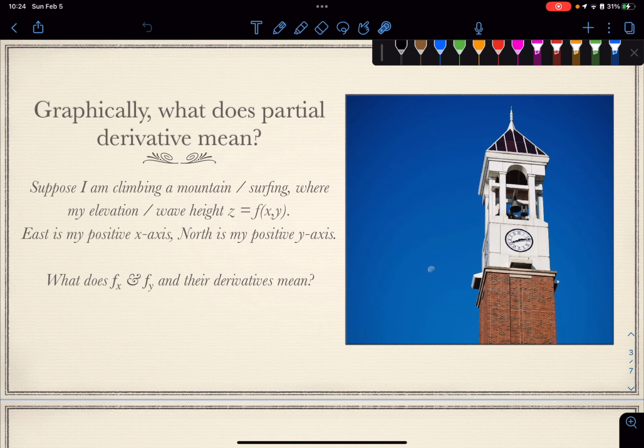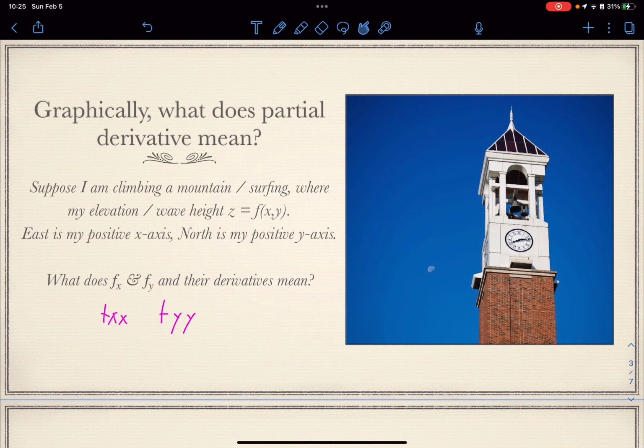And then the second derivatives, like we have fxx and fyy. So let's talk about the first two. I think in Calc 1 and Calc 2, we have also learned that the second derivative is the curvature. So you can think about these two quantities as the curvature of your changing elevation.